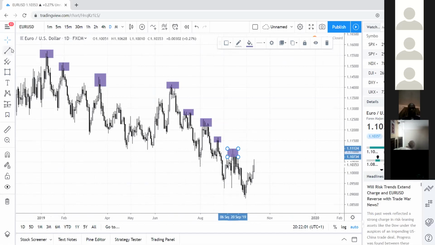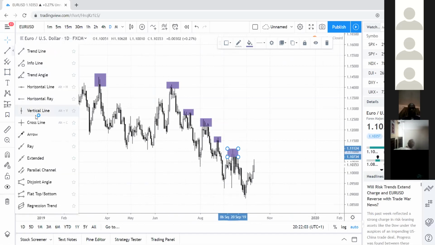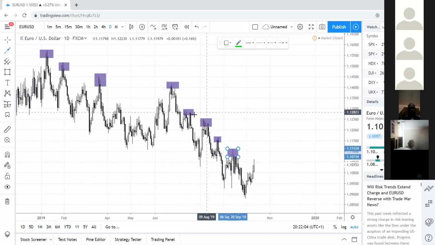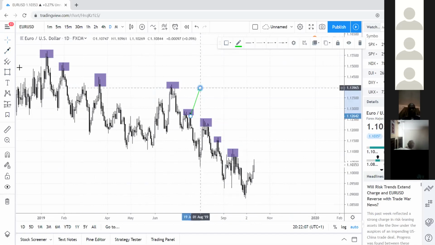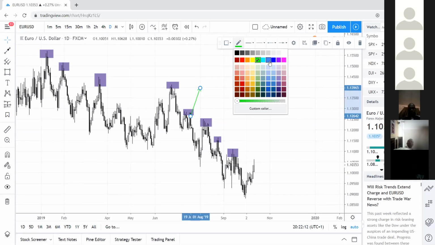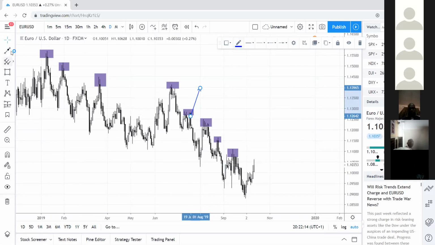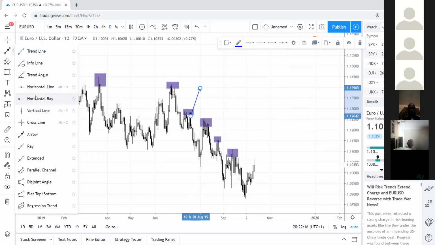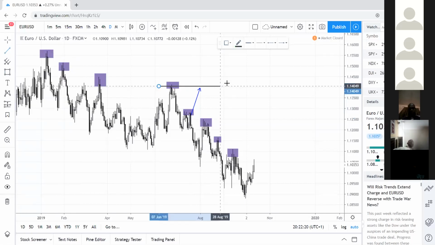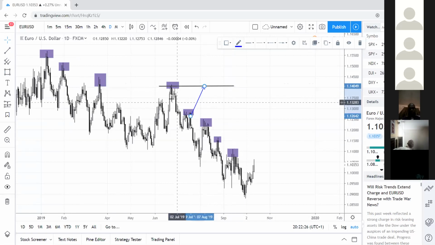So it means that in the future, if this trade goes to this resistance, let me change this color to blue, if this trade gets to this ceiling again, this point again, it is very, very likely that it's going to reverse again, because resistance will always be resistance. A ceiling above your head will always be a ceiling above your head.